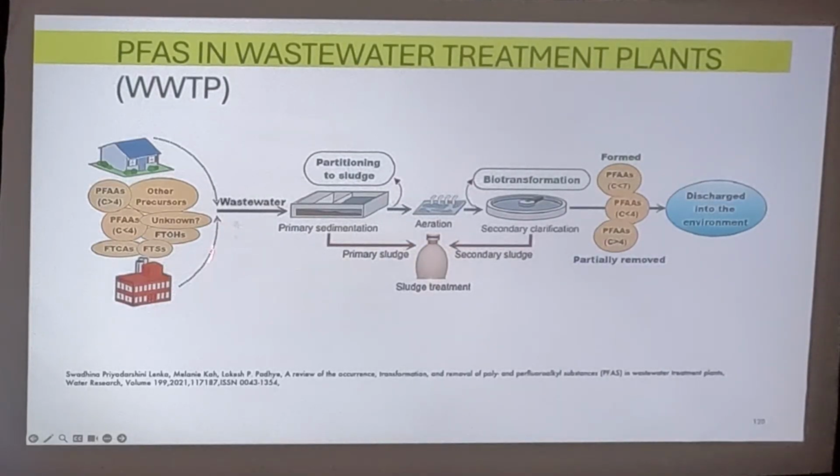So back to wastewater treatment plants. We've got these PFAS going into a wastewater treatment plant, many of which we know, many of which we don't know what they are. They're in a wastewater treatment plant. Some of them can partition into sludge.